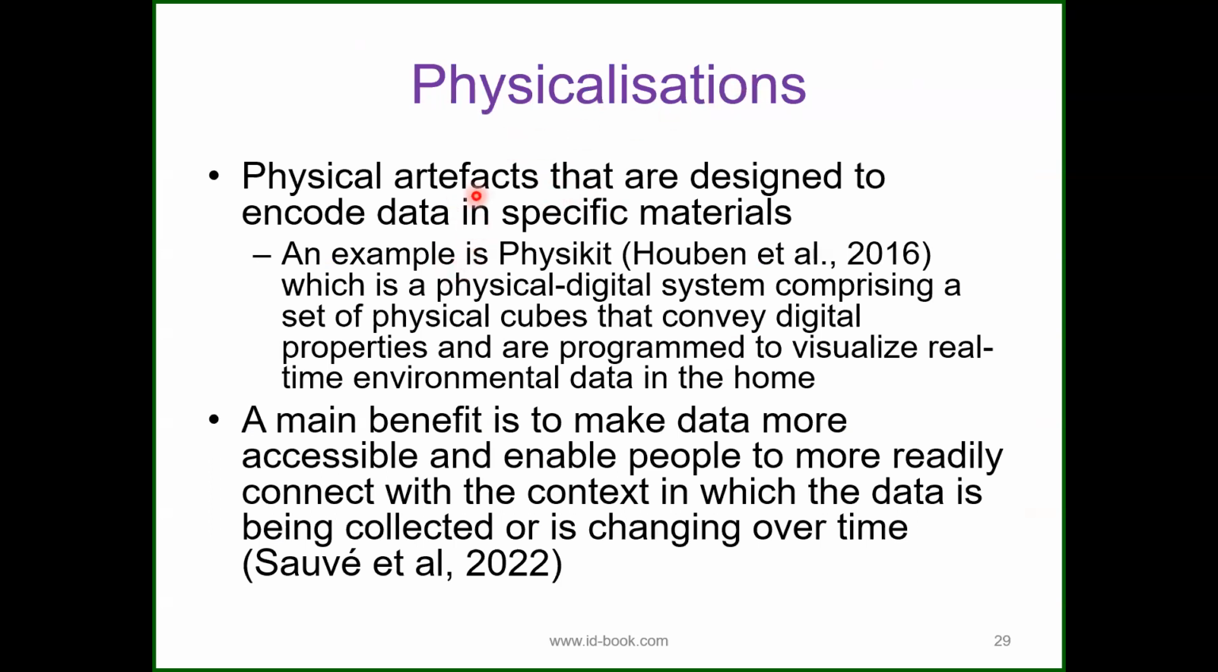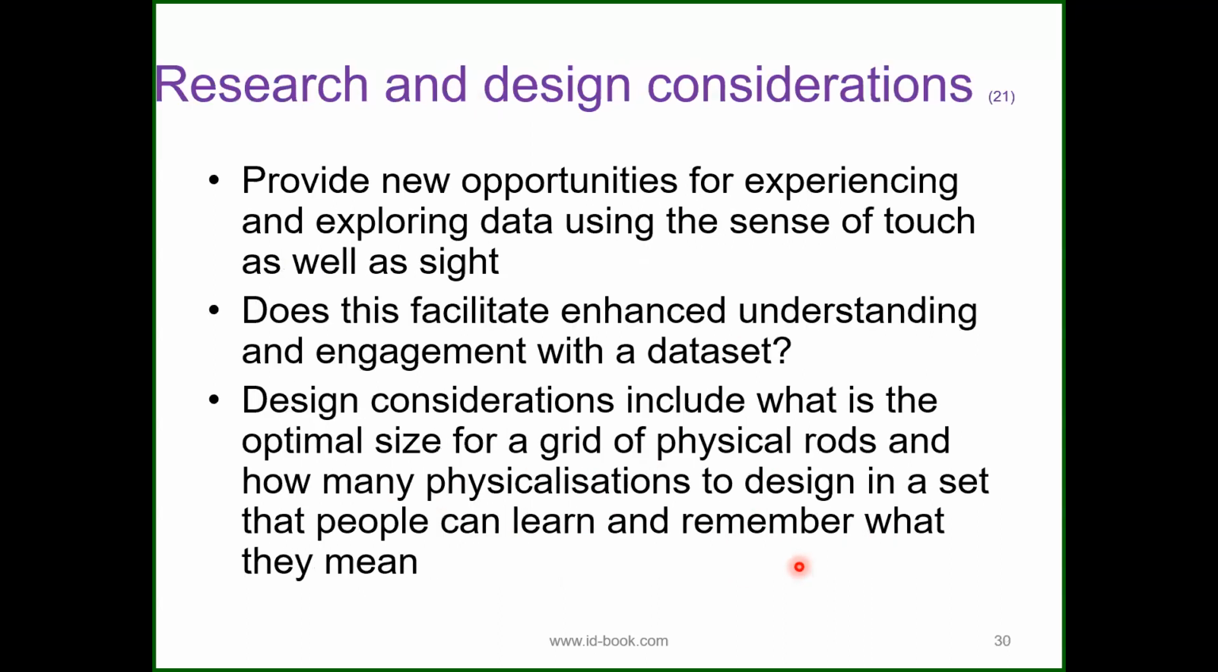Physicalization artifacts that are designed to encode data in specific materials are important. An example is Physicit, a physical digital system comprising a set of physical cubes that convey digital properties and a program to visualize real-time environment data inside the home. The benefit of this is to make data more accessible and enable people to readily connect with the context in which the data set is being collected or changing over time.